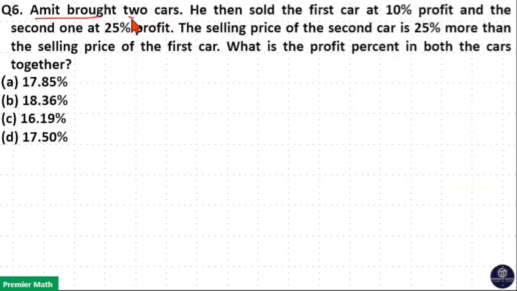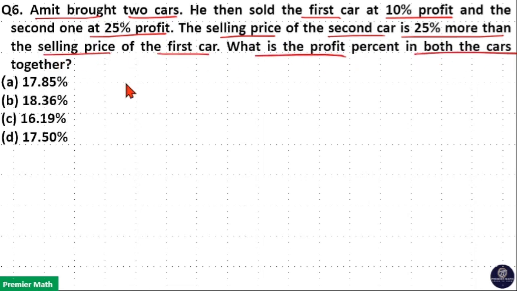Amit bought 2 cars. He then sold the first car at 10% profit and the second one at 25% profit. The selling price of the second car is 25% more than the selling price of the first car. What is the profit percentage in both the cars together?